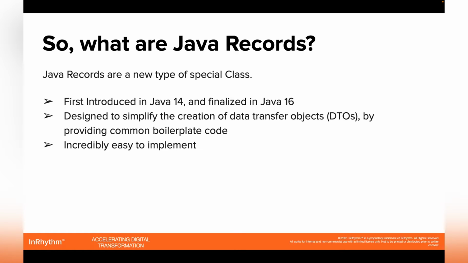So what are Java records? They're a new type of special class, kind of like an enum would be a special class. They're designed to really simplify the creation of your data transfer objects, or DTOs as we sometimes call them. And as Parag said earlier, it really helps reduce a lot of the boilerplate code that we oftentimes put in place, like getters, setters, toStrings, hash codes, that sort of thing. These are very, very easy to implement. And I think in reality, they were responding to things like Lombok and other trends that the community was putting forth.